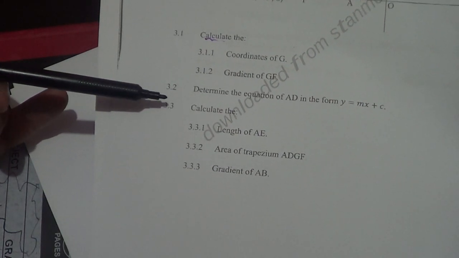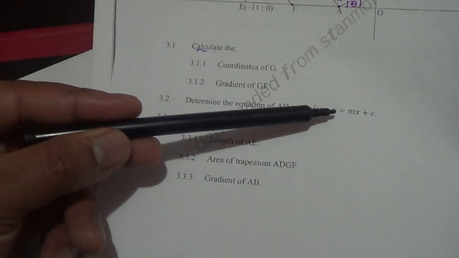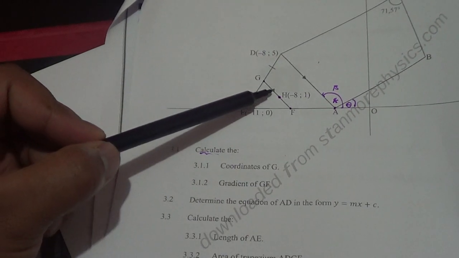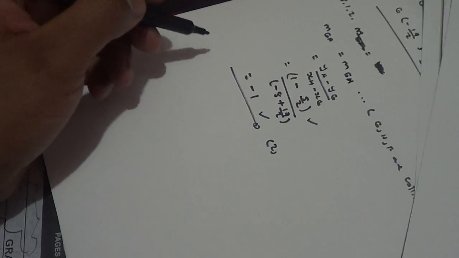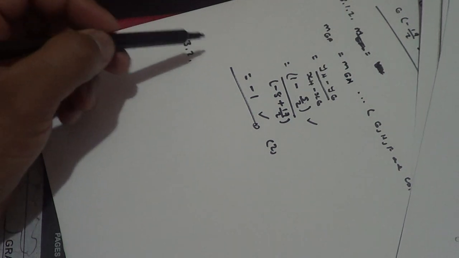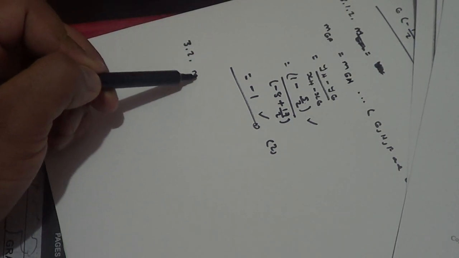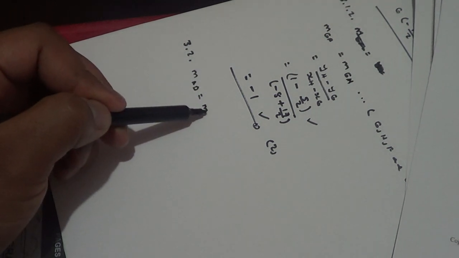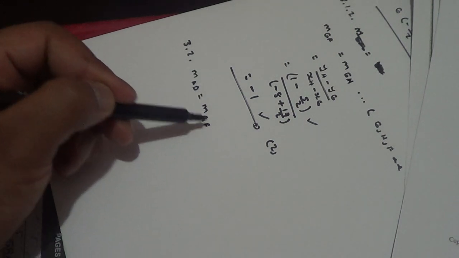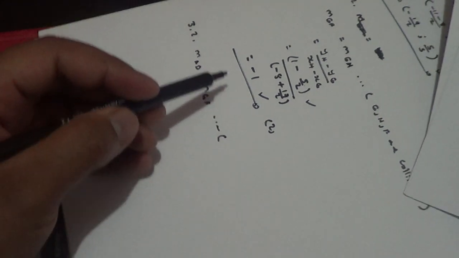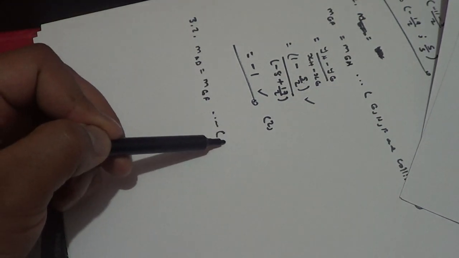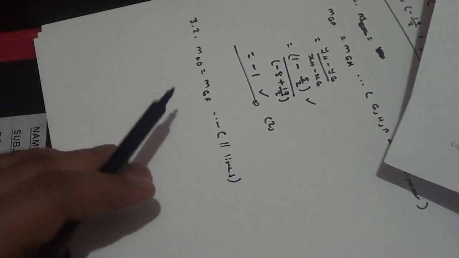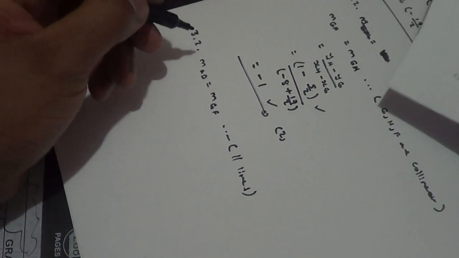Okay, now the next question says determine the equation of AD in the form y equals mx plus c. Okay, so what is the equation of AD? Remember, we said parallel lines have equal gradients. So, 3.2, you start off by saying the gradient of AD is equal to the gradient of GF. Now, what is the story here? These are parallel lines. Okay, parallel lines have equal gradients. You don't have to explain further than that.